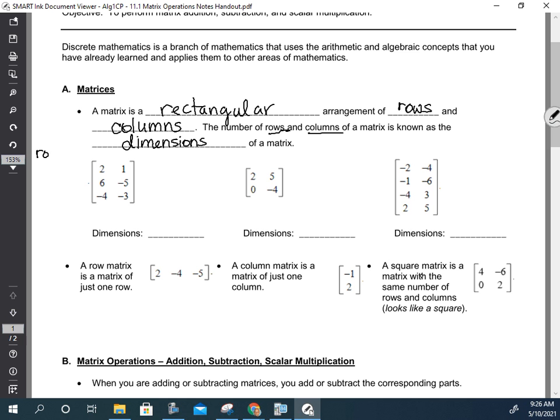Rows are the number of lines you have going left to right. Columns go up and down. Number of rows, number of columns. So for this first example, you have 1, 2, 3 rows and 2 columns. So 3 rows and 2 columns is 3 by 2. And if it asks you for the dimensions, that's all that is. 3 by 2.